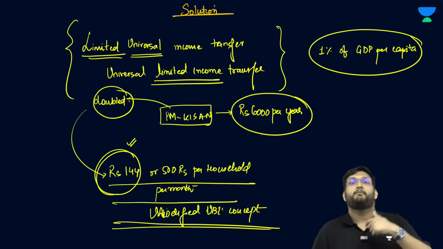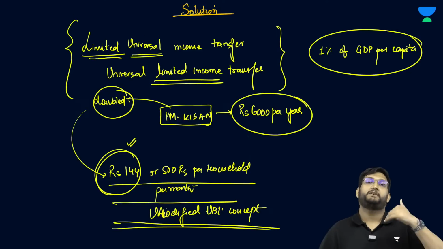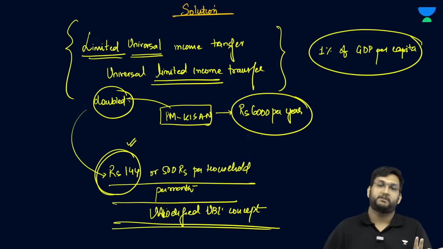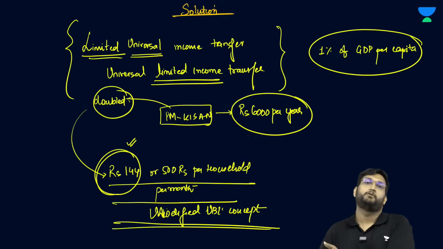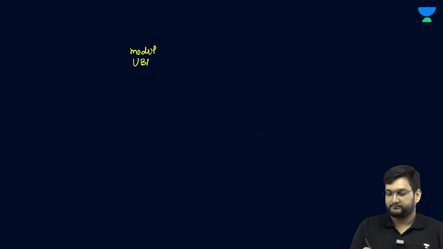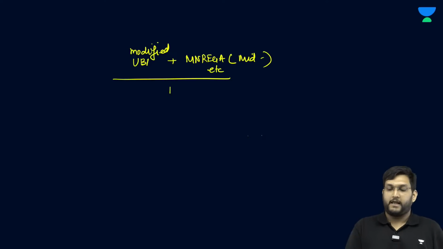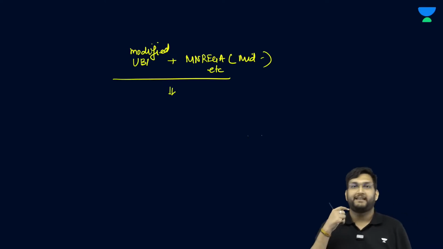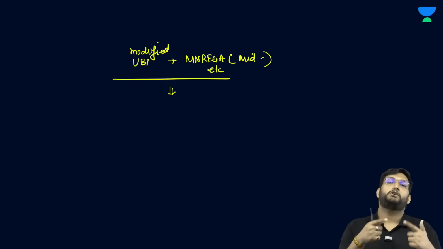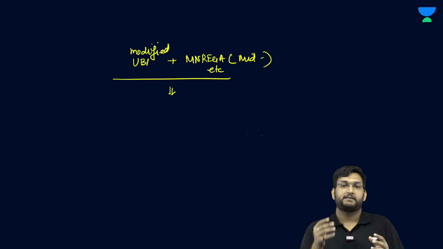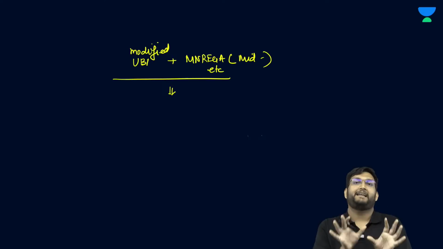Now, then because it is quite embarrassing to say that rupees 144 per month is good enough for a social security scheme, the author himself gives a solution. He says that maybe it is not that we just go with UBI. A modified UBI plus Manrega or midday meal or other schemes may be good enough to create a safety net for Indians to not go below the poverty line. So the argument is it has to be holistic and it can be taken into consideration.